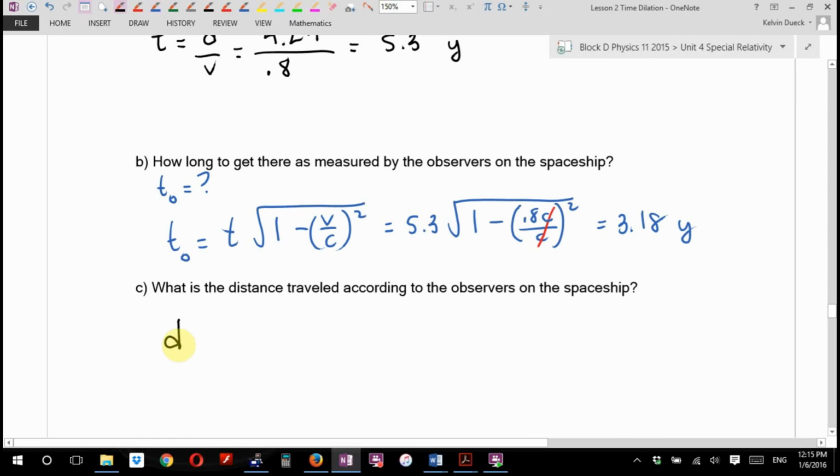They traveled d equals vt. Which v? 0.8 times the speed of light. I'm going to ignore the c. Can you trust me? The c's are going to cancel because we want an answer in light years. Which time? 3.18. That's how long they traveled for.